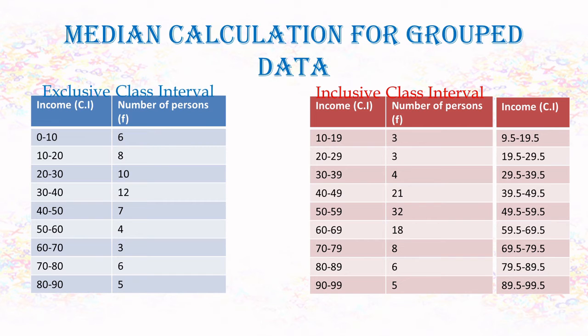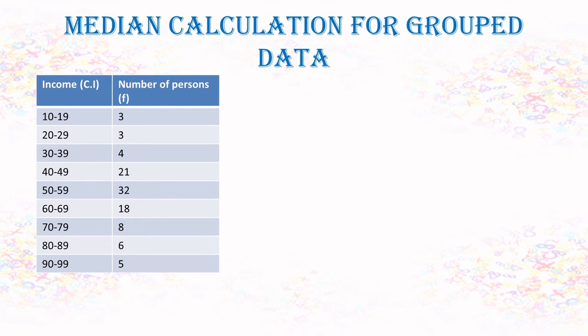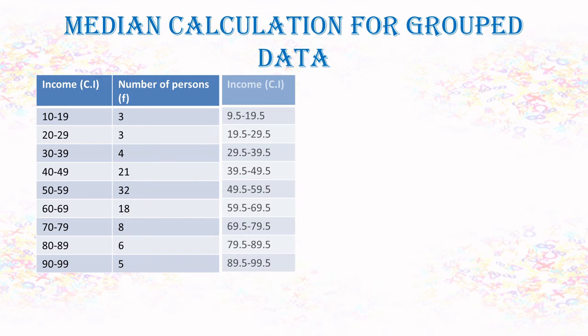So let us take any one of these two things and find the median in this type of data. So I have taken the inclusive class interval. So we know that if we get an inclusive class interval, first we have to convert it into exclusive class interval. If we do that, this is how the class intervals will get converted. Now it's same. Once we change the class intervals, we have to find the cumulative frequency the way we have done in the discrete frequency distribution.